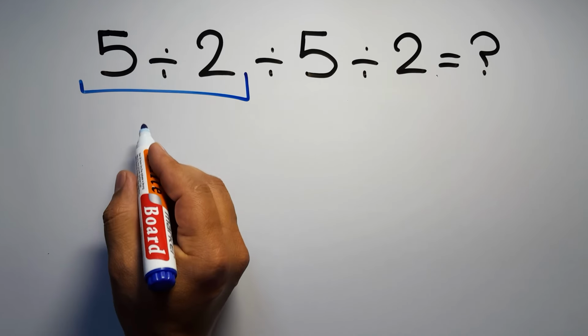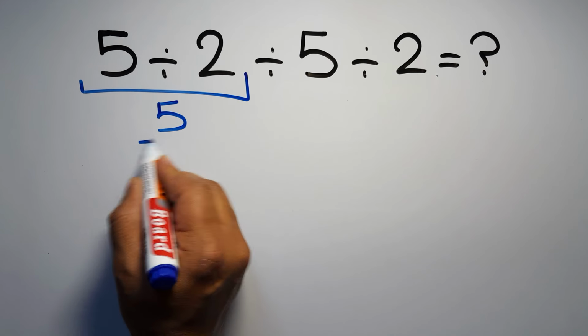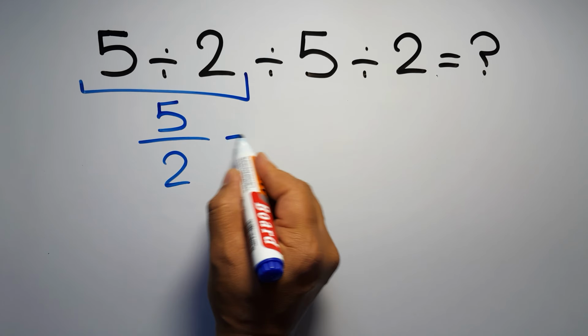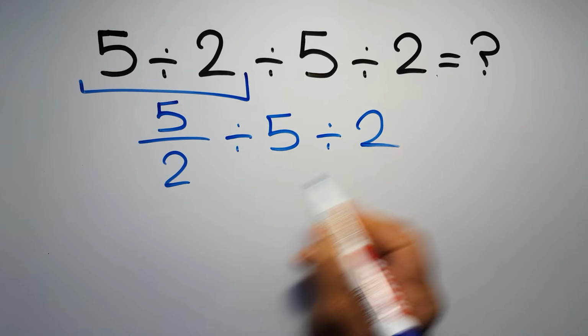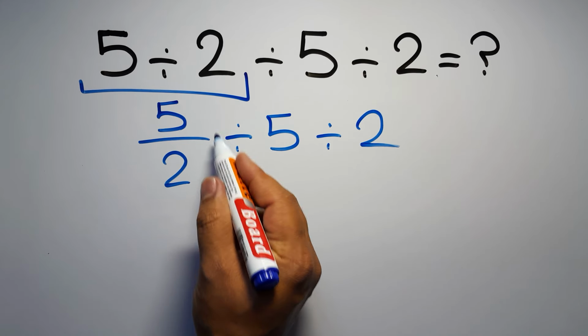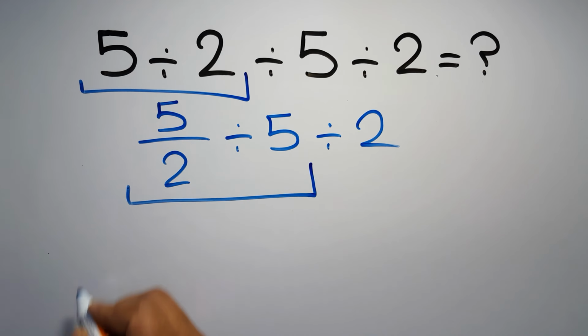So first this division, 5 divided by 2 can be written as 5 over 2. Then divided by 5, and here we have divided by 2. Now we have to do this division, 5 over 2 divided by 5.